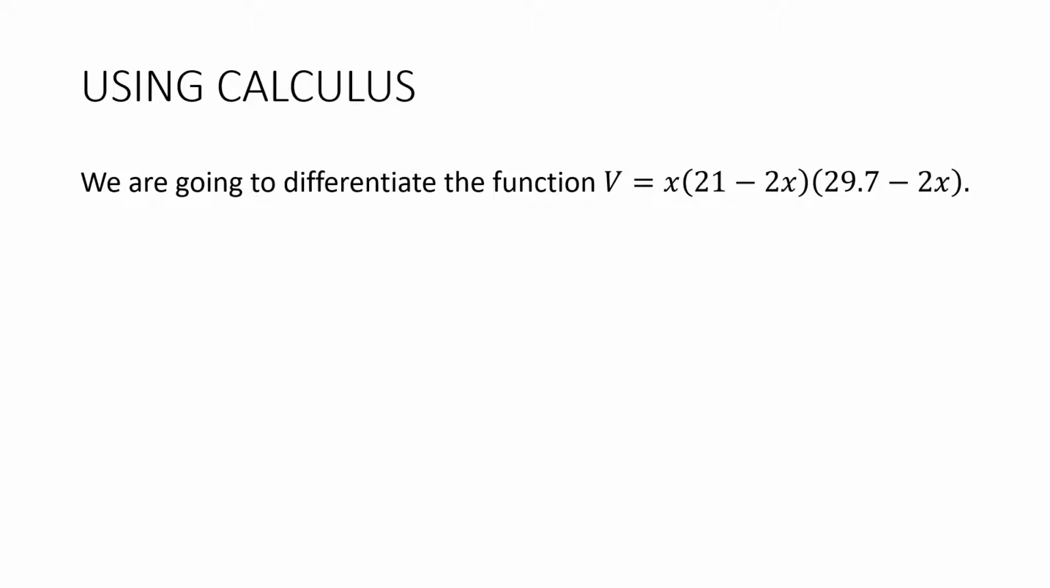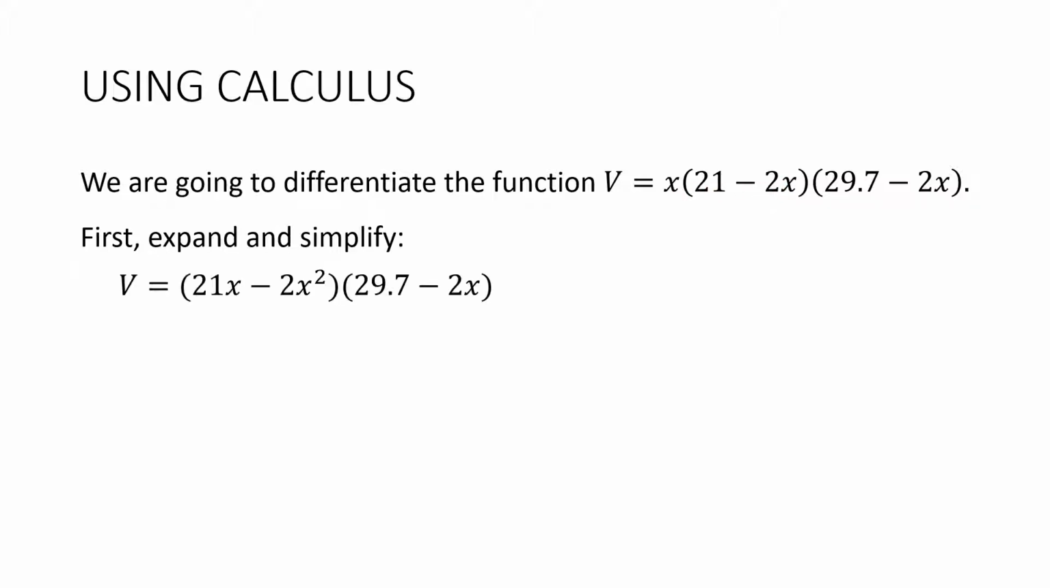Now, one of the easier ways, I think, to do this question is actually through calculus. There's a little bit of algebra in it. We're going to differentiate this function. So I've got V equals x, outside of brackets, 21 minus 2x, and then in brackets 29.7 take 2x. Okay, firstly I'm going to expand the x into here. That's going to give me that. And now I'm going to do FOIL on this and expand it all out.